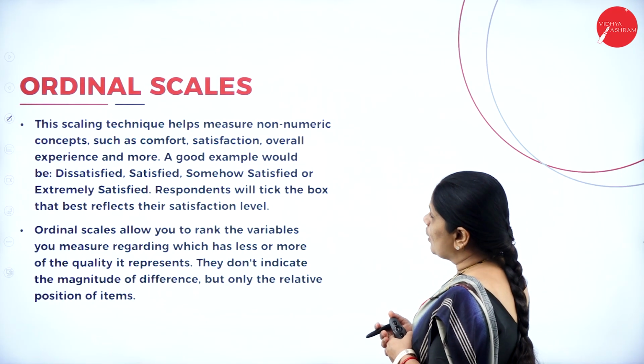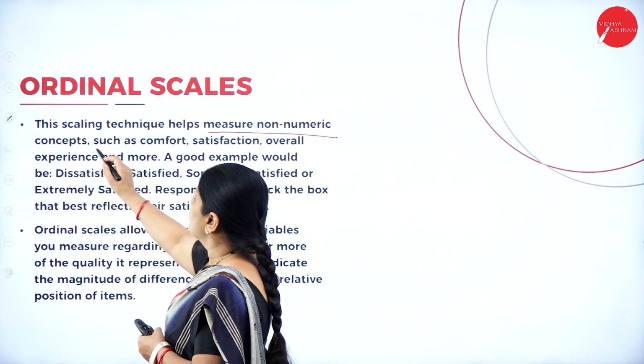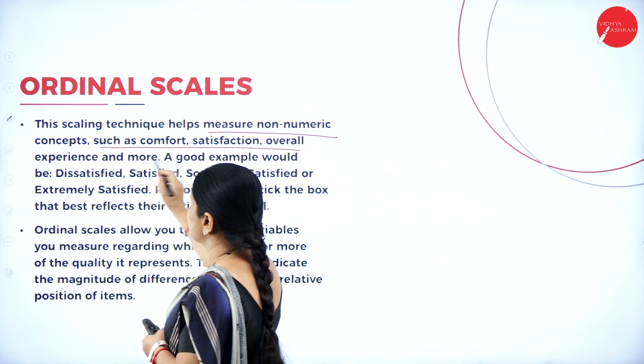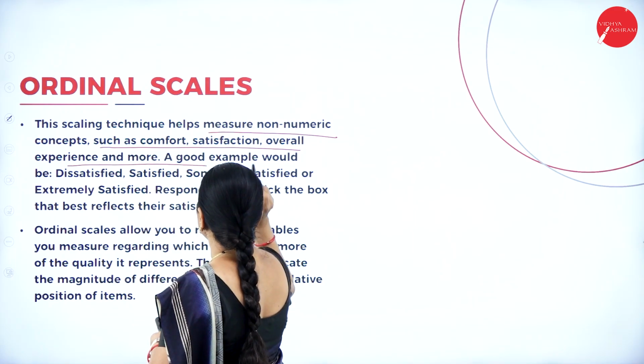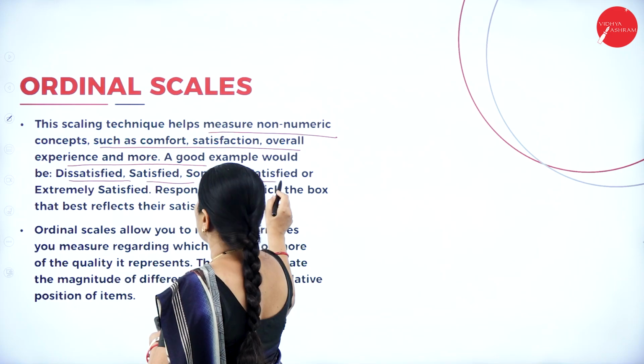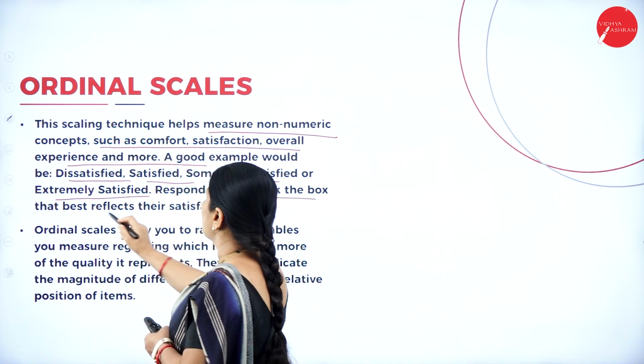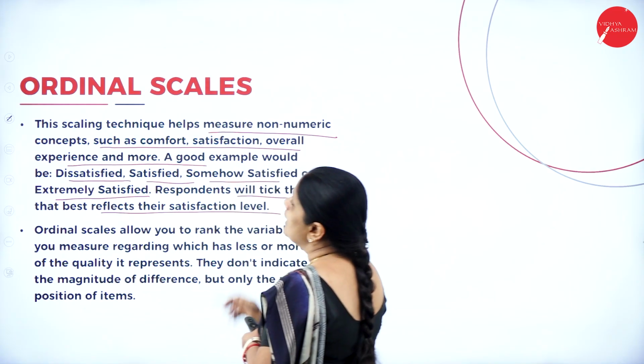Then, next, ordinal scales. This scaling technique helps measure non-numeric concepts such as comfort, satisfaction, overall experience and more. A good example would be dissatisfied, satisfied, somewhat satisfied or extremely satisfied. Respondents will tick the box that reflects their satisfaction level.